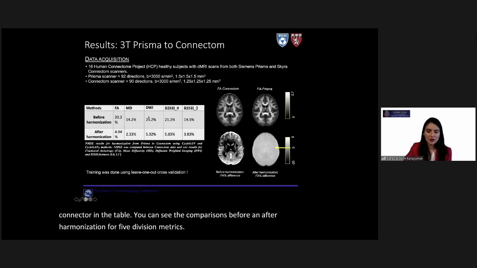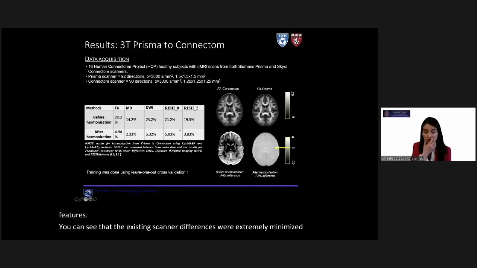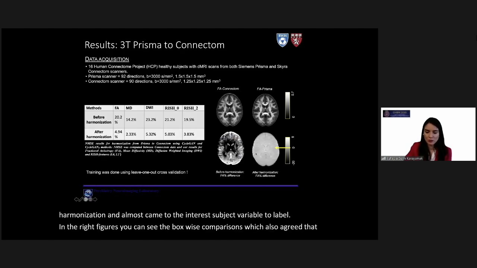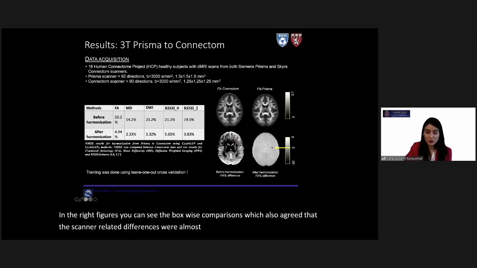We computed normalized mean squared errors on 16 subjects with leave-one-out cross-validation for FA, MD, the average diffusion MRI signal itself, as well as RISH features. You can see that the existing scanner differences were extremely minimized after harmonization and almost came to the intra-subject variability level. In the right figures, you can see the voxel-wise comparisons, which also agree that the scanner-related differences were very close to zero after harmonization.